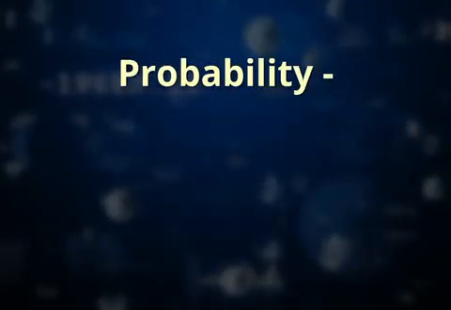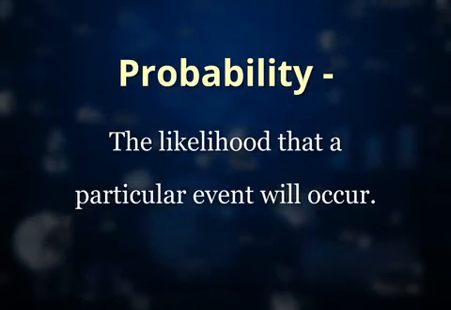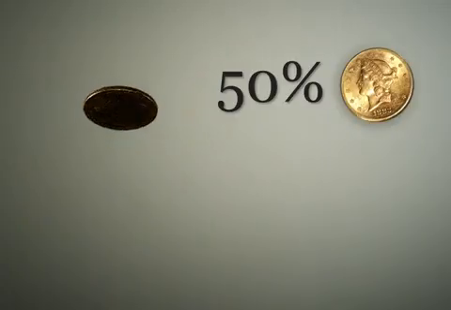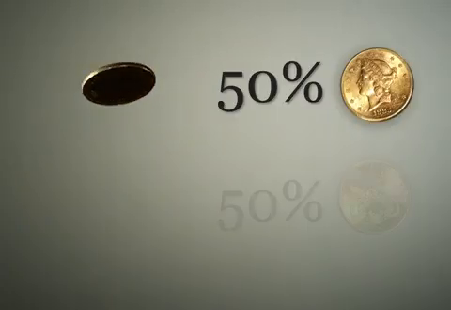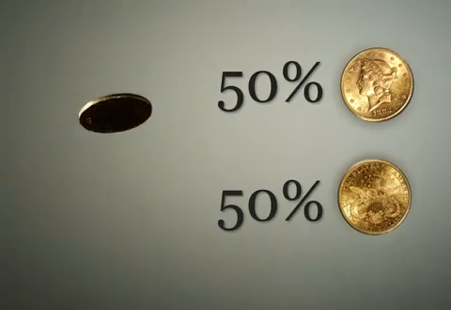So what is probability? Probability is the likelihood that a particular event will occur. So if I were to flip a coin, every time I flip a coin, there's always a 50% chance that it will land on heads and a 50% chance that it will land on tails. Those are my odds. That's the probability.